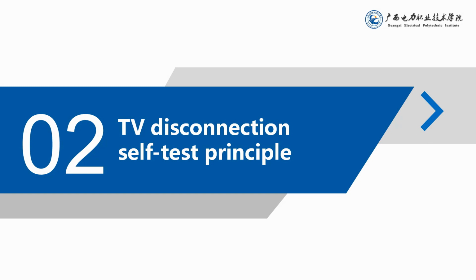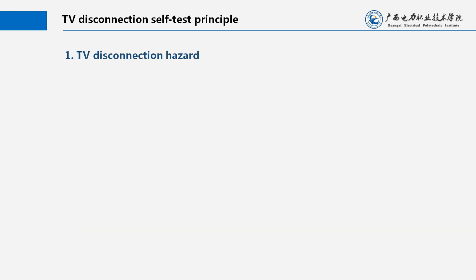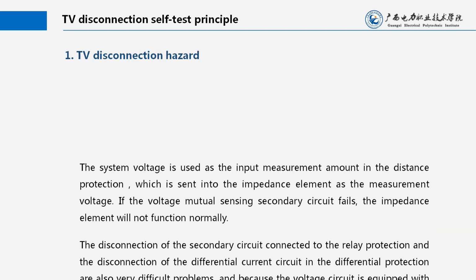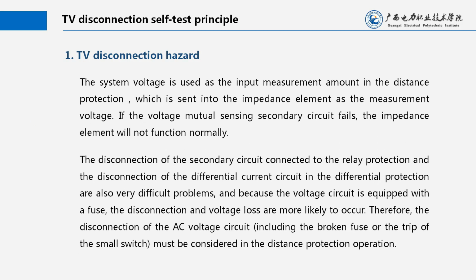Two. TV disconnection self-test principle. 1. TV disconnection hazard. The system voltage is used as the input measurement amount in the distance protection, which is sent into the impedance element as the measurement voltage. If the voltage transformer secondary circuit fails, the impedance element will not function normally.